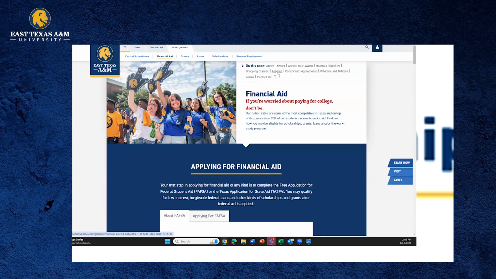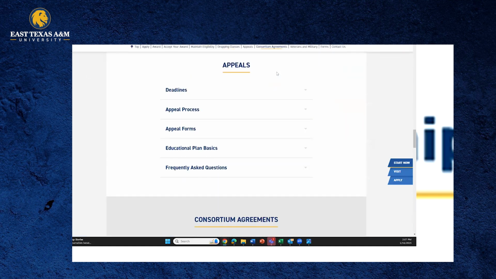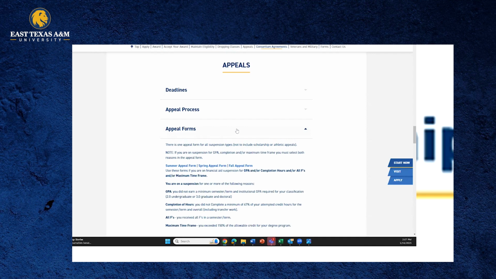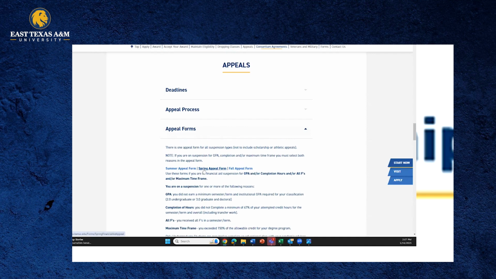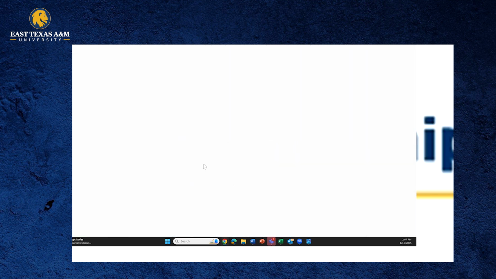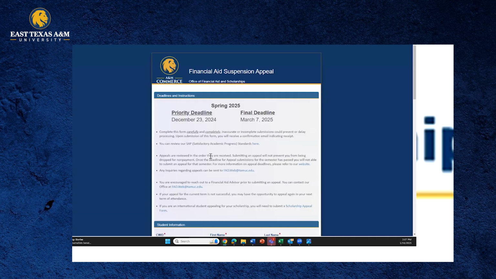From here, you would need to go to the appeals section right over here. You can just click it or scroll down, whichever is easier for you. And then you'd be able to find the appeal form right here. So it's not too difficult to find, but you would need to go through this process in order to regain eligibility if you are on a financial aid suspension. It's very important that you do that. I could probably spend the entire session on this one section, so I'm going to try to keep it brief just because there's a lot of other things to talk about.